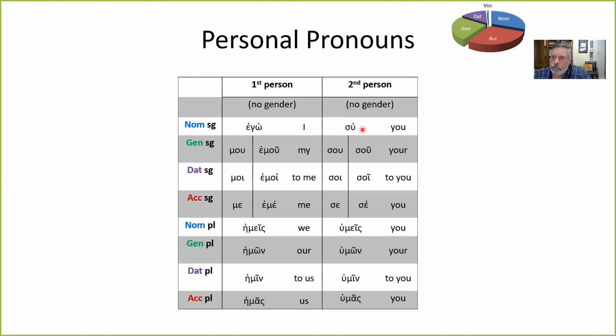The second person, very similar. Su is the second person, meaning you, you as an individual. And then sou without the accent mark, meaning your, that's the genitive singular. Soi in the dative singular, to you, or with you, or in you. Se, meaning you in the accusative or the direct object function.